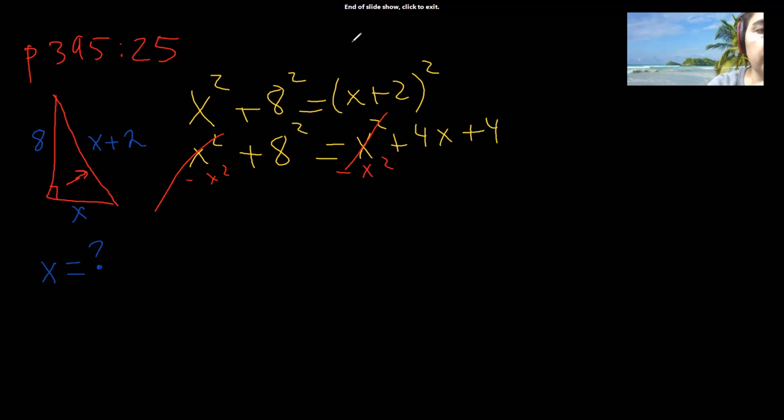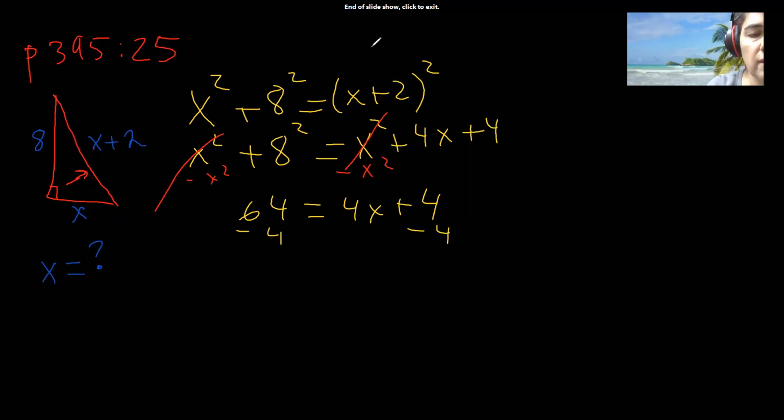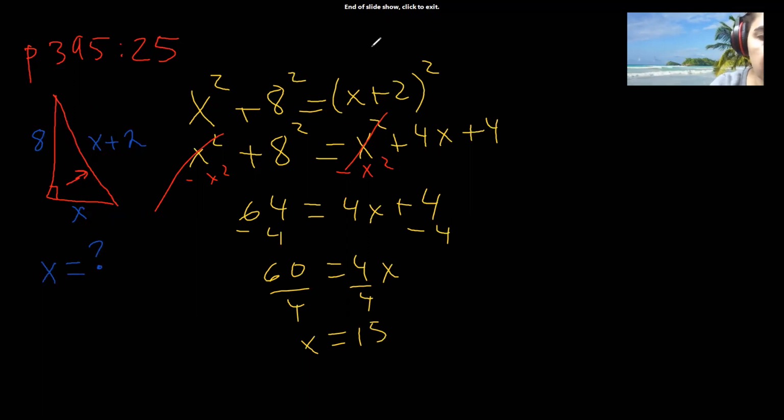Okay, so let's move on then. 8 squared is 64, so 64 would equal 4x plus 4. Wow, this is super nice. We just have a simple linear equation. So this is 60 equals 4x, so x equals 15. Okay, x is 15.